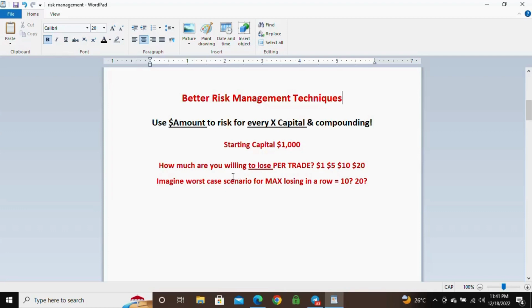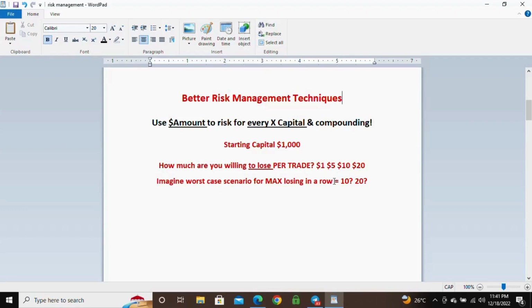Now, how much are you willing to lose per trade? Is it $1, $5, $10, or $20? Then just imagine the worst case scenario. If you are risking, let's take $5 for example, and you lose $5 on each of 10 positions, that means 5 times 10, you'll be losing $50 in a row. So you must know the maximum positions that you can open.